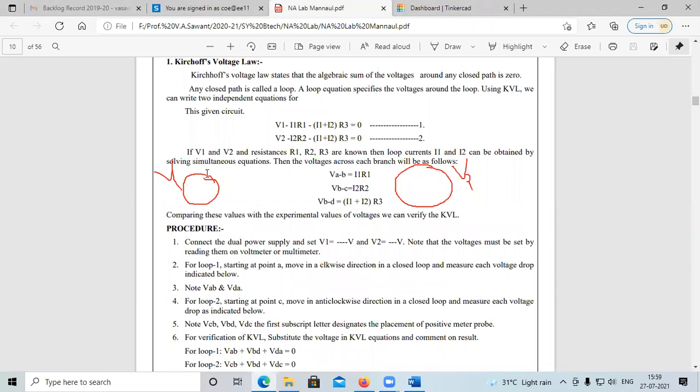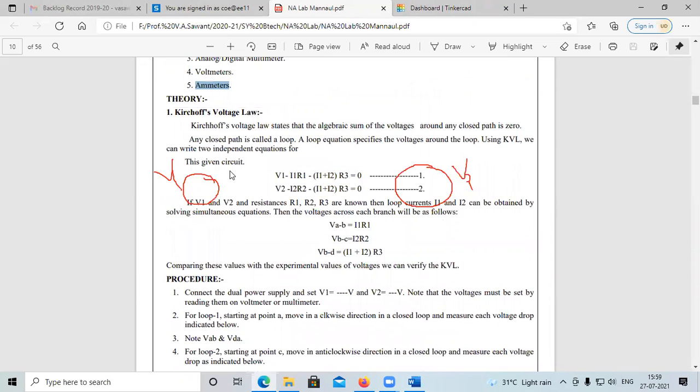Okay, now we will see some theory related to that, because we have already studied Kirchhoff's voltage law and Kirchhoff's current law. Kirchhoff's voltage law can be stated as: the algebraic sum of all the voltages around any closed path is equal to 0.